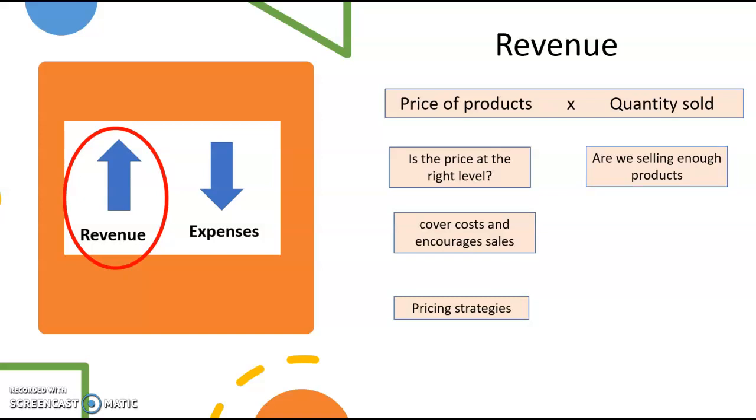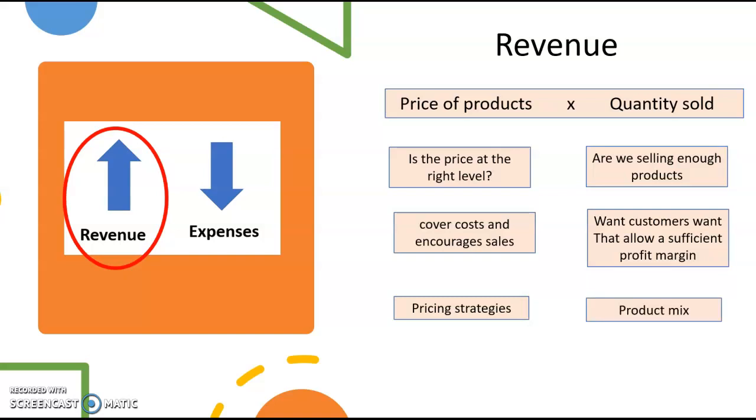Additionally, we need to consider the products that we're selling. Are we selling enough of them? Are those products that we're offering actually what customers want? And are we putting our time and resources into producing products that actually allow a sufficient profit margin to be achieved? So we might need to consider our product mix.